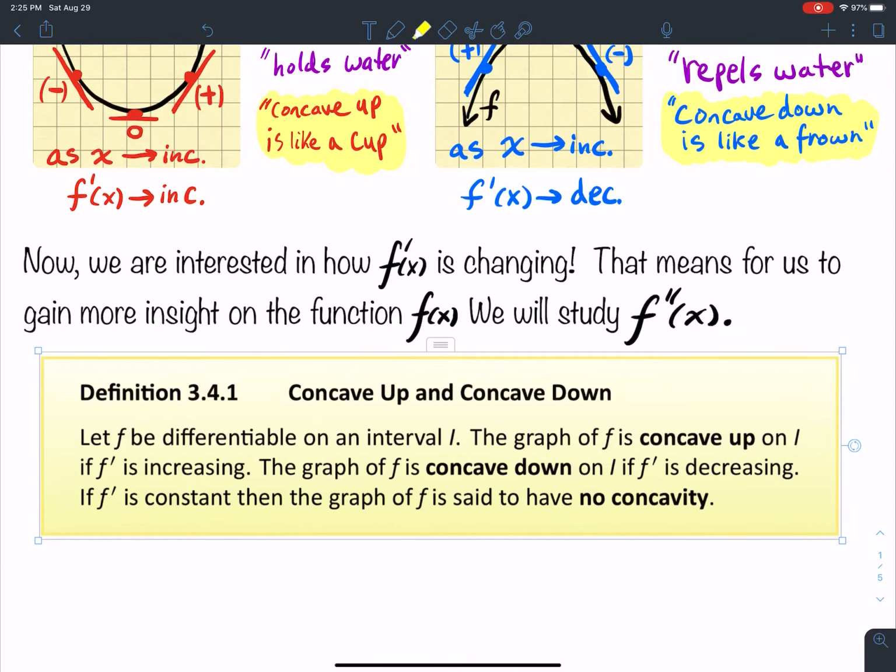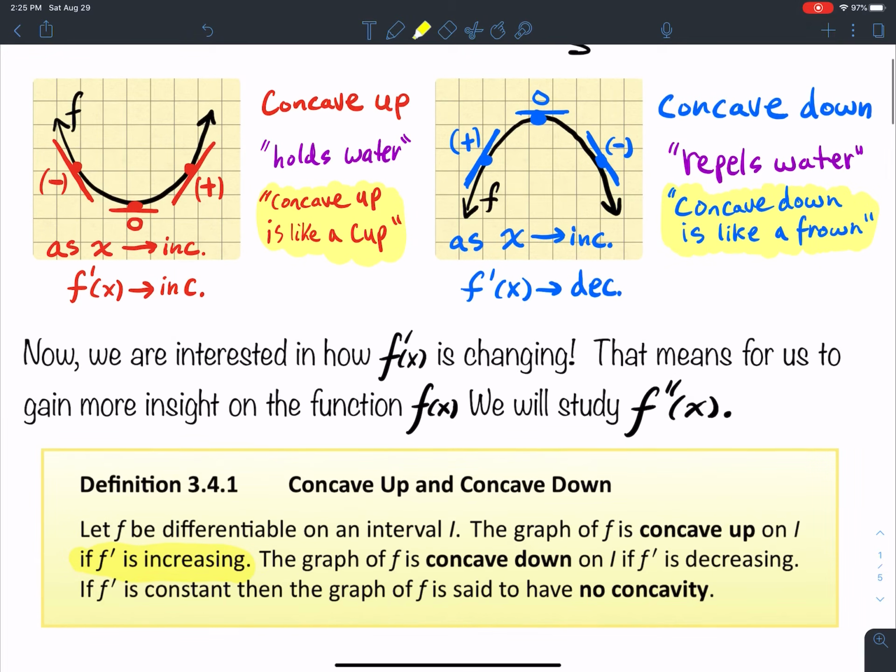Now, concave up, concave down. Definition: let f be differentiable on an interval. The graph of f is concave up if f prime is increasing. As this shows here, if f prime is increasing, then we're concave up. And the graph of f is concave down if f prime is decreasing. So here, f prime is decreasing. It goes from positive to 0 to negative. For concave up, f prime is increasing. We're going from negative to 0 to positive, right? So we're increasing there.